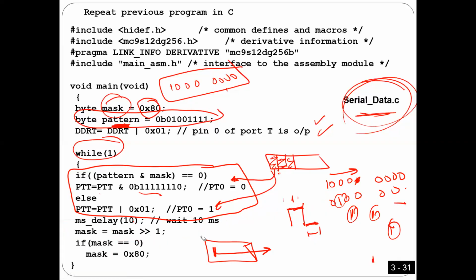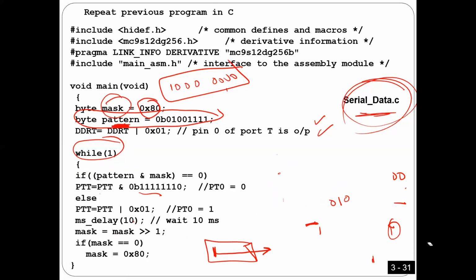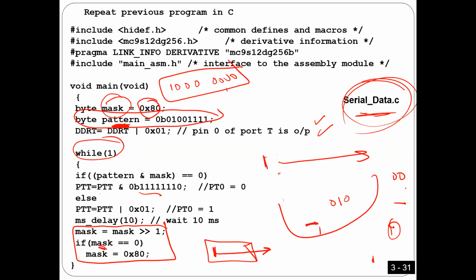Let me erase it. Okay. So here, look at this part. So I'm going to shift it. Why do I shift? Because next time I want to check another bit. This is number one. Number two, if mask equals 0, that means I shifted the 1 all the way. That means I have to return it to here again. Okay, so I checked all the bits. So now I have to return it back to here, so that I want to repeat. So here, if mask equals 0, now mask equals 80, which is 1000.